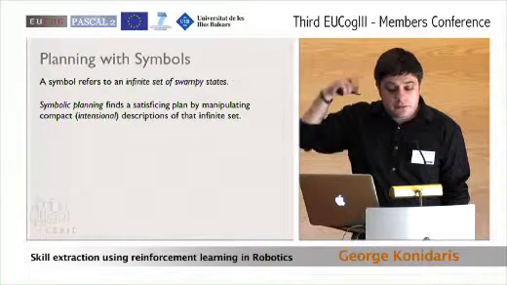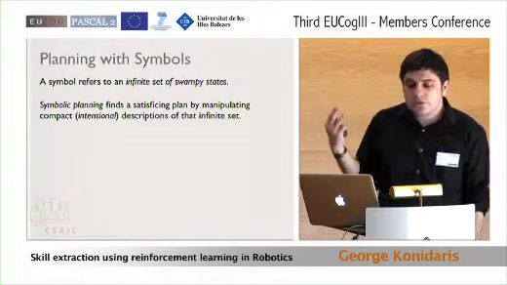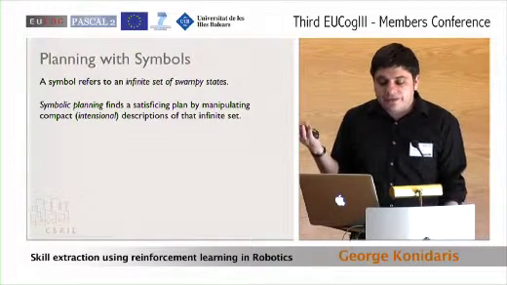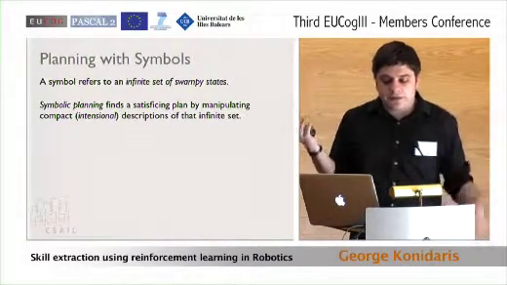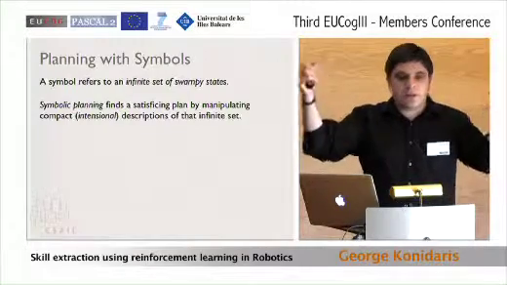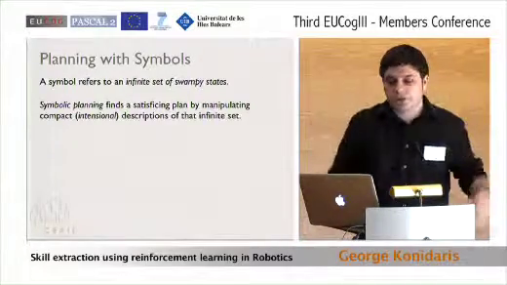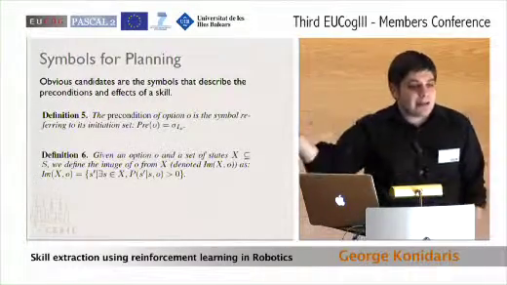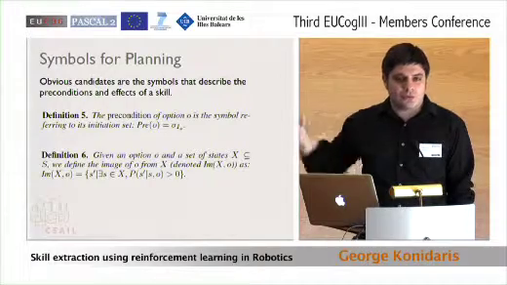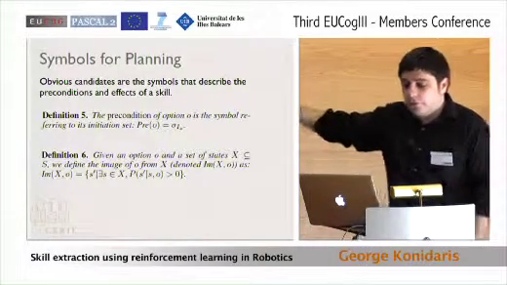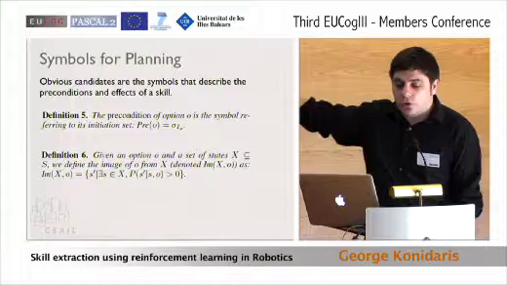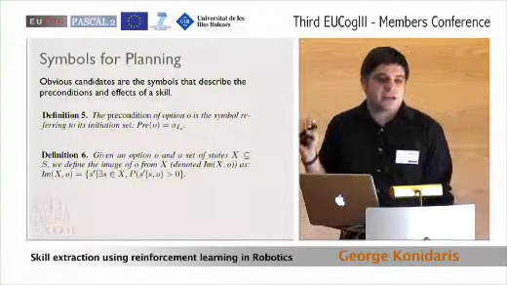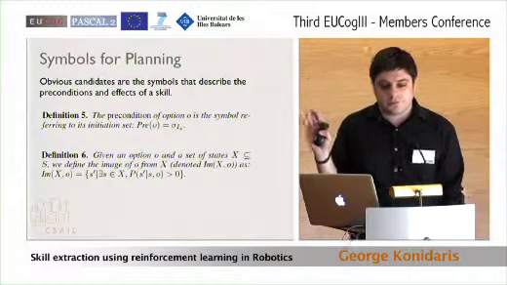If we step back, we can say a symbol refers to an infinite set of low-level states. Symbolic planning finds a satisficing plan by manipulating these classifiers, taking these compact representations of the states and doing operations on them. It turns out you can write down some obvious candidates for the symbols you may wish to use to evaluate whether a plan is feasible. For one thing, you could ask about the precondition of an option O. Let's form the set of states that refer to that option's initiation set, that is, the set of states where I can run that option.